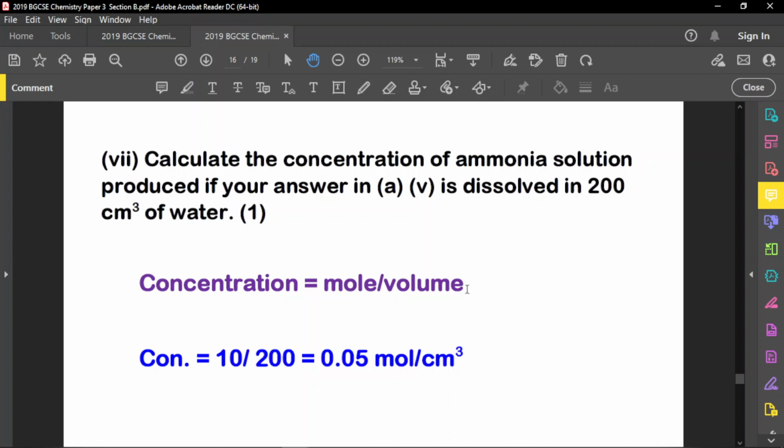Remember, there's another way to find concentration as well. Just to mention that, the mass concentration is mass over volume, but here we're talking about molar concentration. So it's going to be mole over the volume.